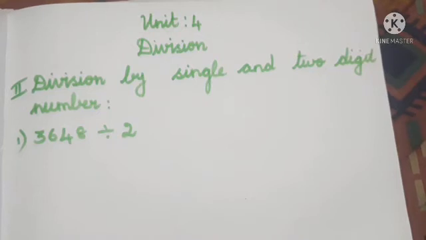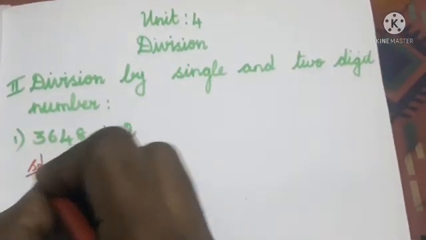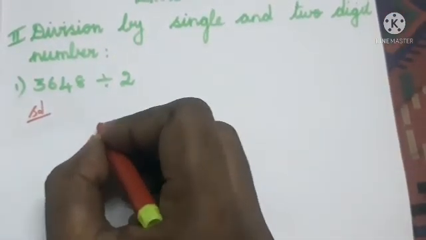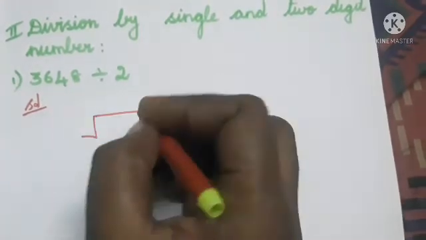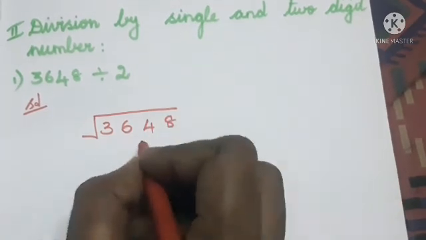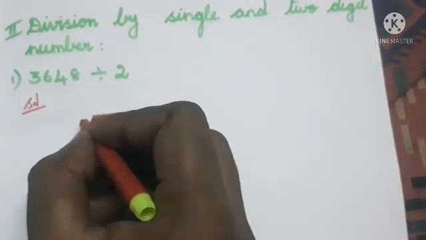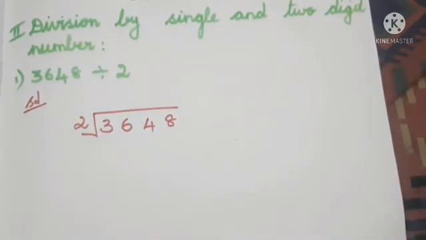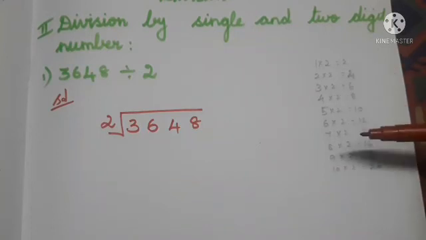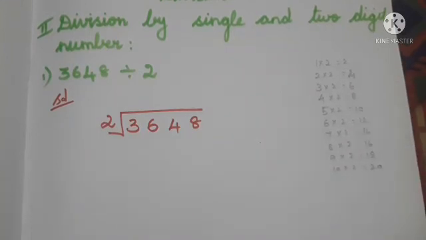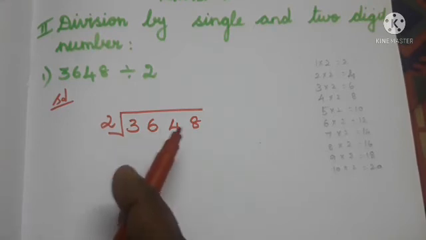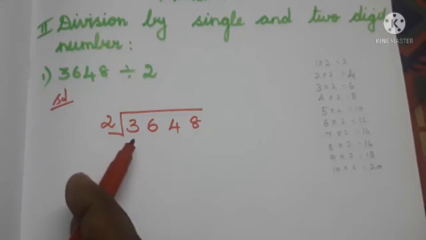So first we write the solution. When you are dividing a number, you have to draw the division symbol like this and write the dividend inside it. So 3648 is the dividend, and write the divisor at the left side. First we write the 2 table as rough work. We have to take the 3 first, because 3 is in the 1000 place value, isn't it? 1s, 10s, 100, 1000. So first we have to take the 1000 place value.